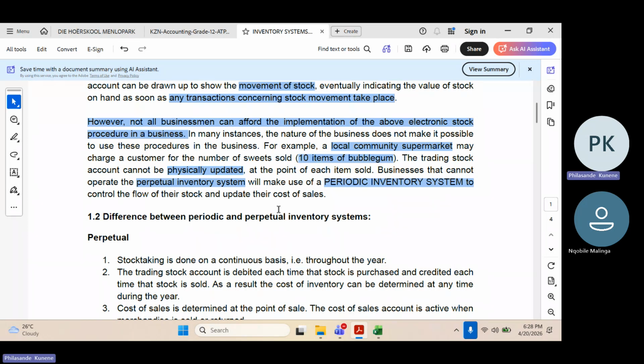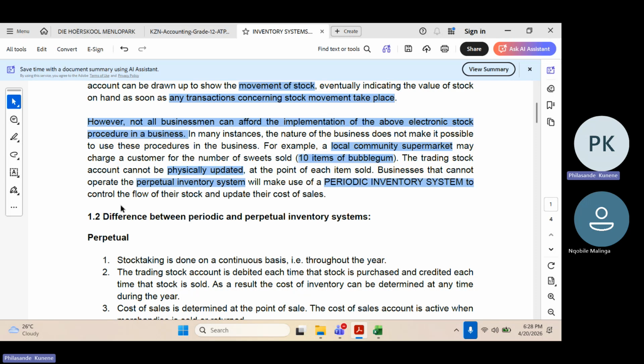Those small items that customers buy in bulk, or that move quicker than bread or other products supplied by that tuck shop, it is going to be different. So they cannot keep track of stock daily when using a periodic inventory system.